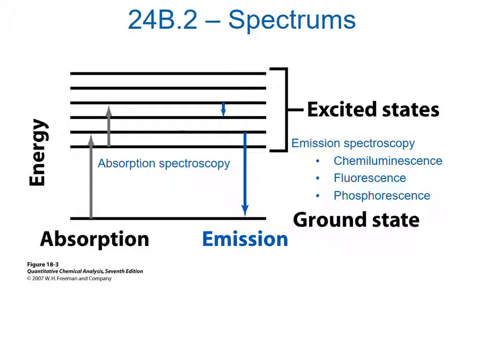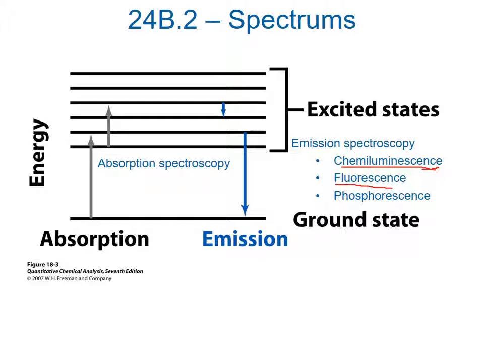Emission spectroscopy includes things like chemiluminescence. That's like glow sticks, right? So you have a chemical reaction that causes things to brighten up. That also includes bioluminescence. Most bioluminescence is chemiluminescence, so fireflies or glowing jellyfish would be considered bioluminescence.